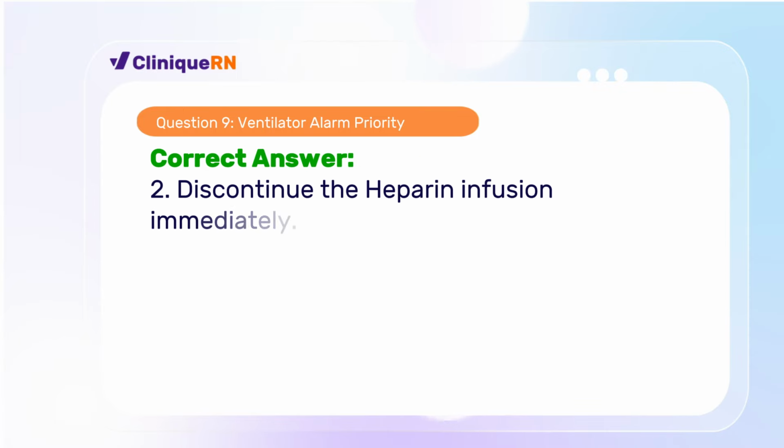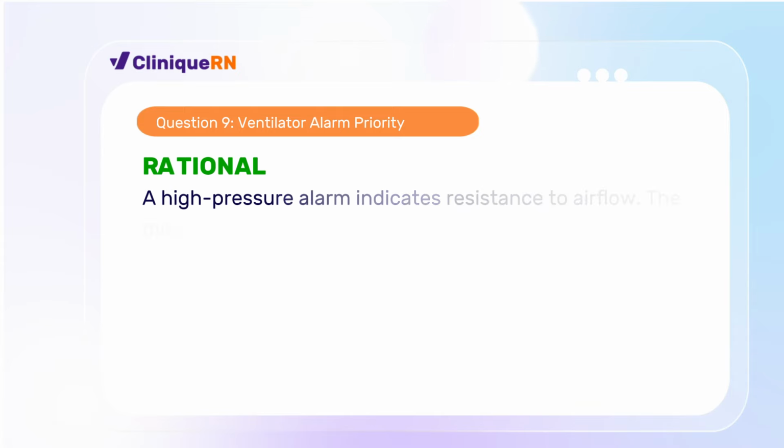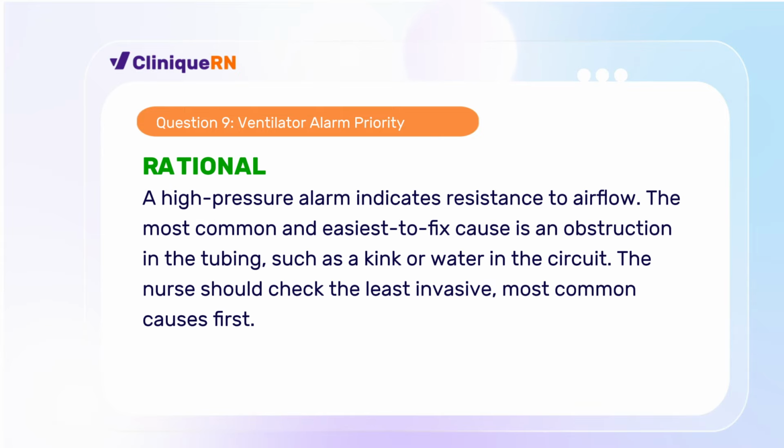The correct answer is 3. Check the ETT for kinks or water in the tubing. Rationale. A high-pressure alarm indicates resistance to airflow. The most common and easiest to fix cause is an obstruction in the tubing, such as a kink or water in the circuit. The nurse should check the least invasive, most common causes first.